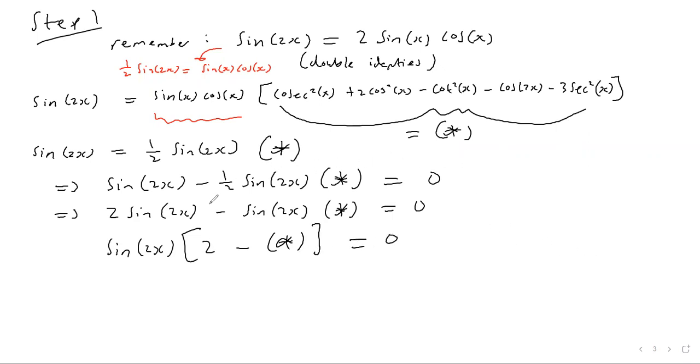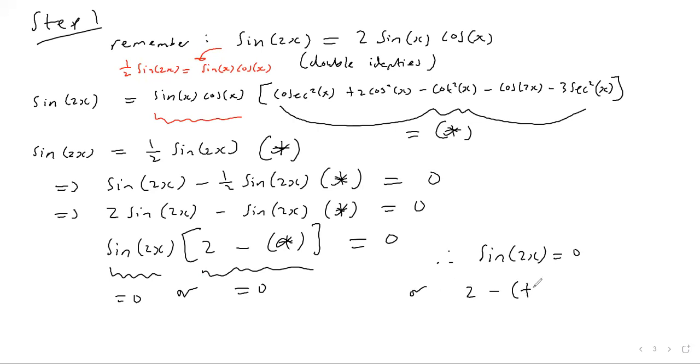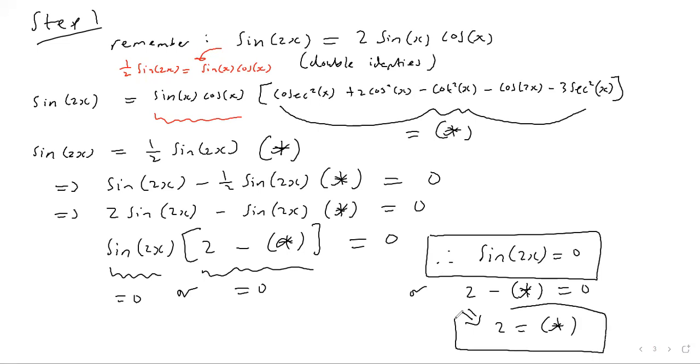What we see in this first step is that we've got two possibilities, because a number times a number equals 0. Either this equals 0, or this equals 0. Therefore sine 2x equals 0, or 2 minus star equals 0. In other words, this second equation suggests that 2 is equal to star. So we just make a note of that. Okay, so we've got all that so far. I'll put a box around this and a box around this, because these equations will be helpful.